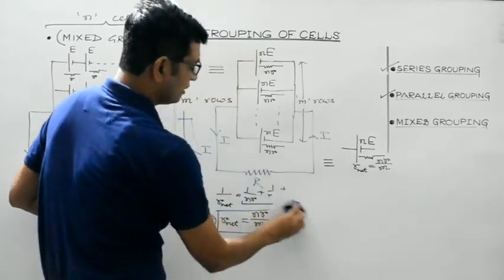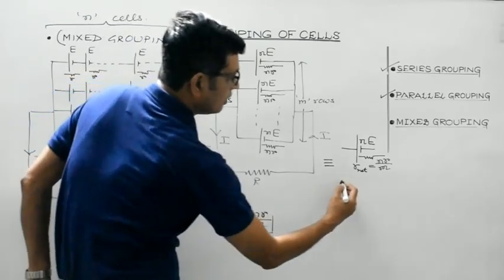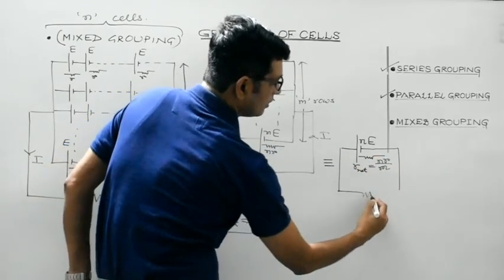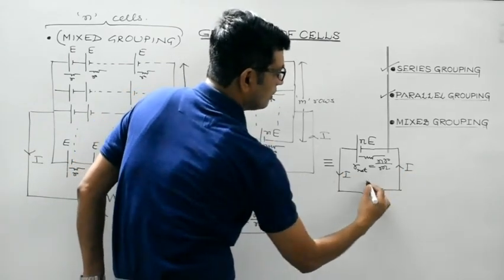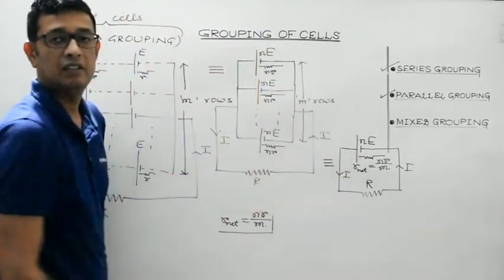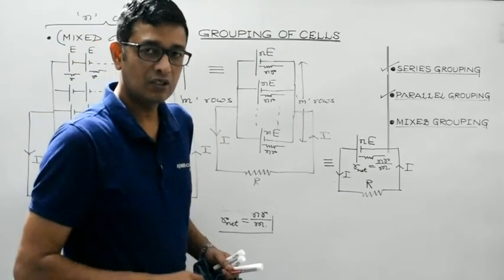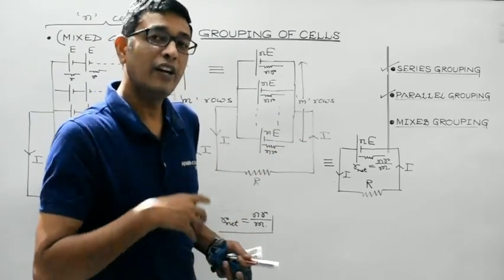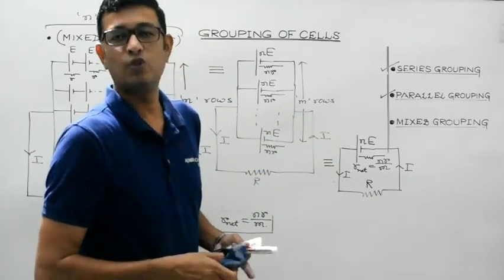So what we obtain is this circuit. Now the circuit gets simplified. The entire circuit is modified in this simplified form. Now, as was done in the previous two articles, we'll find the expression for the current flowing through the circuit, and then the condition for deriving maximum current from this mixed grouping of cells.